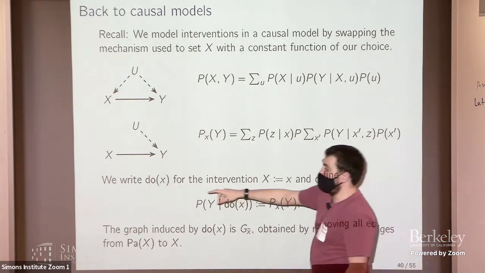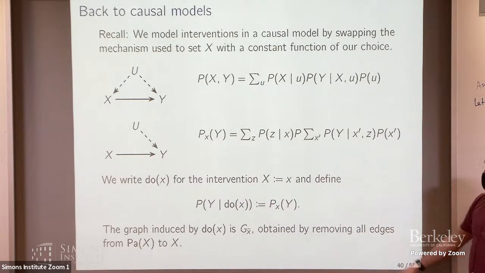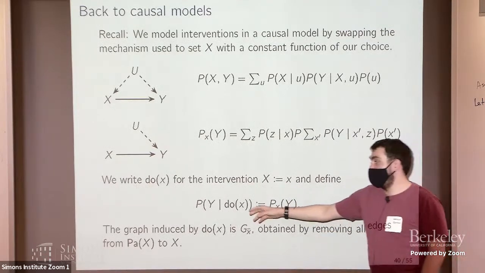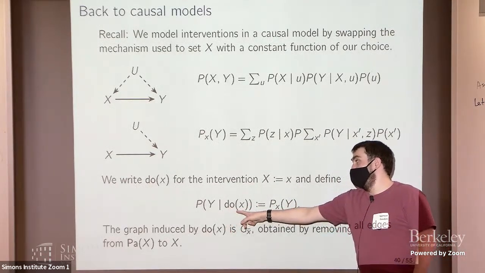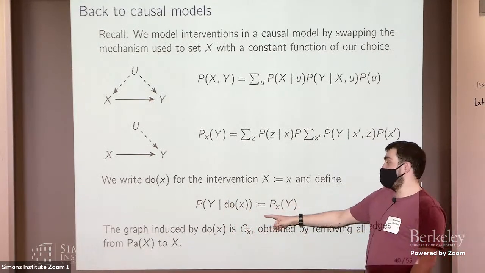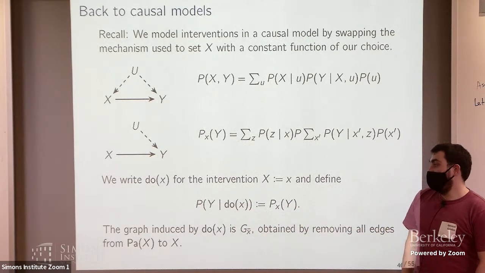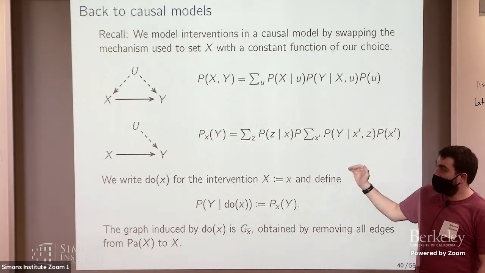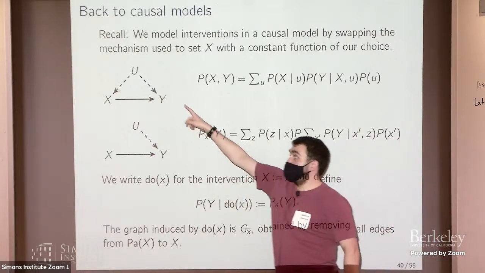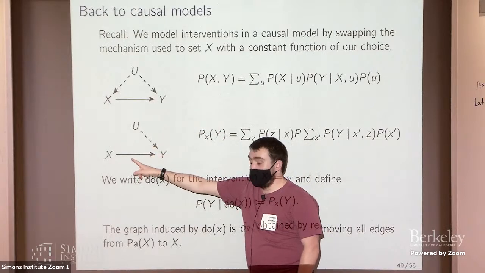The following notation: we'll write do(X = x) to mean the intervention in which we've set the variable X to the assignment little x. And we'll use this funny do notation to the right of a conditioning bar in place of this P sub X notation. And as I mentioned before, if I started with this graph, the graph I'd get after intervening on X is this graph, right?